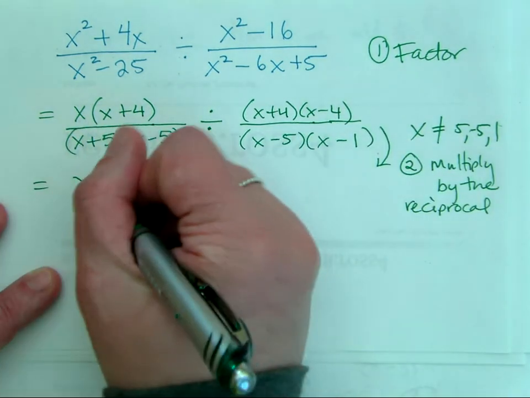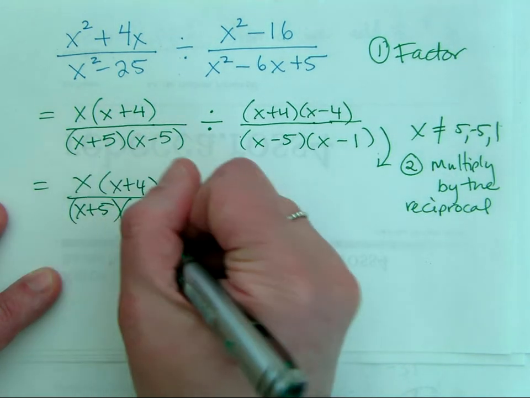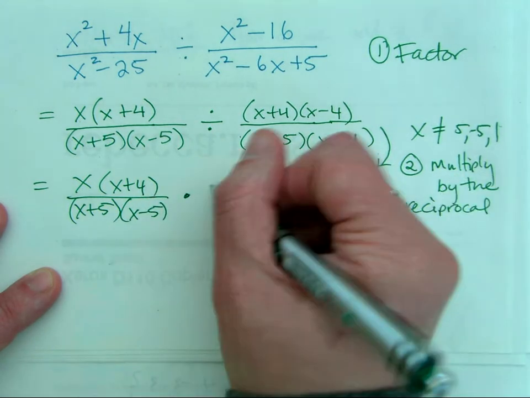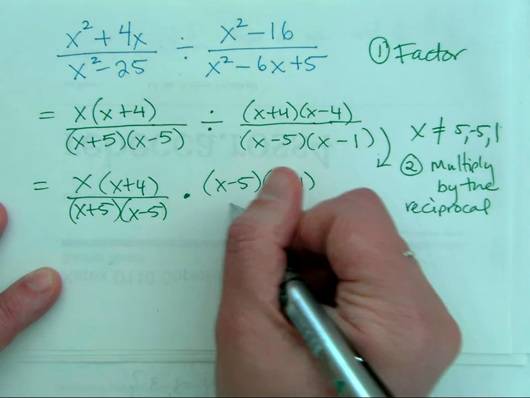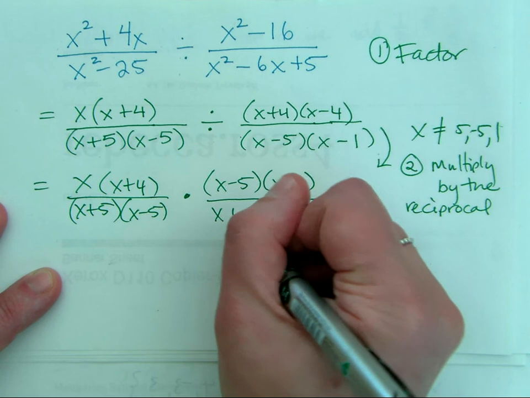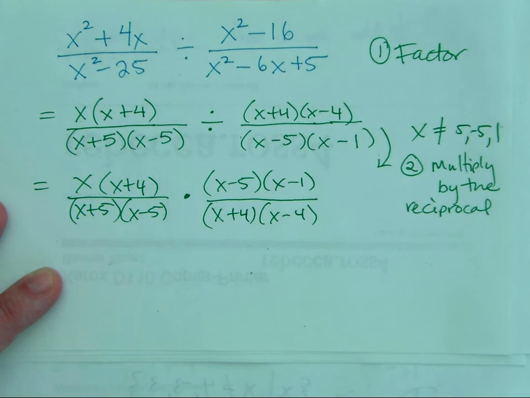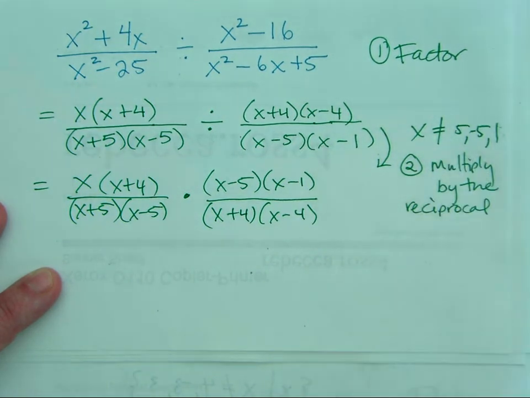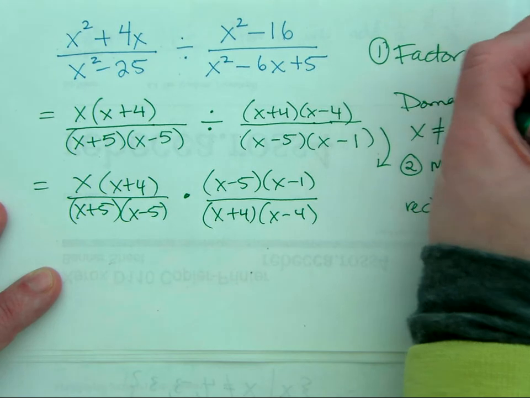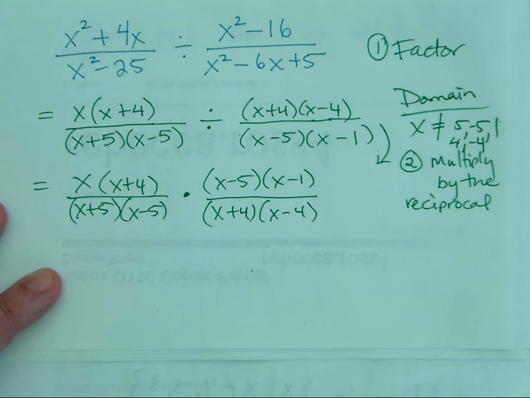So I have x times x plus 4 over x plus 5, x minus 5, times, when I flip this, I get x minus 5 times x minus 1 in the numerator, and the denominator becomes x plus 4, x minus 4. So what numbers now would give me 0 in the denominator? What else? Should I include more numbers in this list? Yes, so because we flipped it, 4 and negative 4 would also get included in that list.